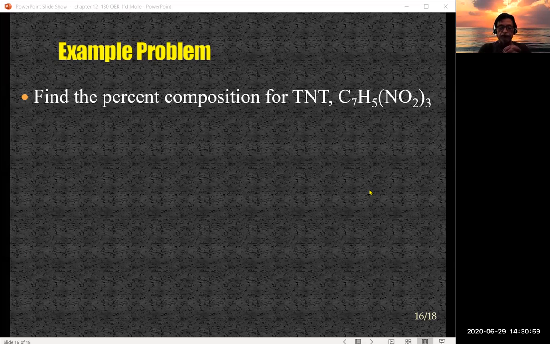But TNT, trinitrotoluene, they're asking you to calculate the percent composition. It's okay, you don't know the structure of this, that's not what we're looking for, but you're given the formula there. You're given 7 carbons, 5 hydrogens, 3 nitrogens, and how many oxygens do we have here? How many total oxygens do we have?